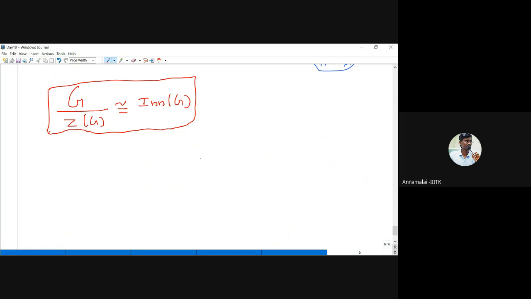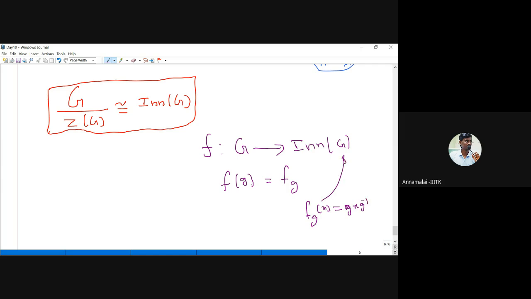So we define a function f from G to the inner automorphism of G. How do we define it? If we take any element g, we are going to define f suffix g. We know that f suffix g of any element x is nothing but g x g inverse. So this is a function here. f of g is nothing but f suffix g.